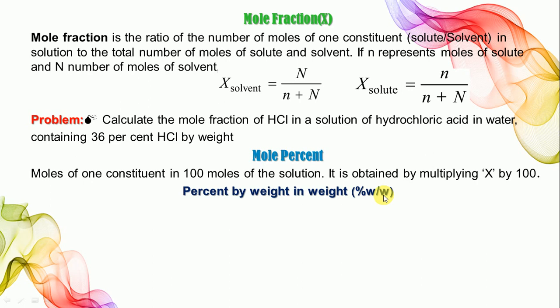Percent by weight means percent weight per weight of solution. The first W indicates the weight of solute, and the W in the denominator is indicative of the weight of solution. The numerator W indicates the weight of solute, and the denominator W indicates the weight of solution.